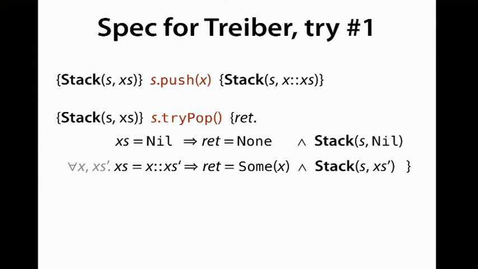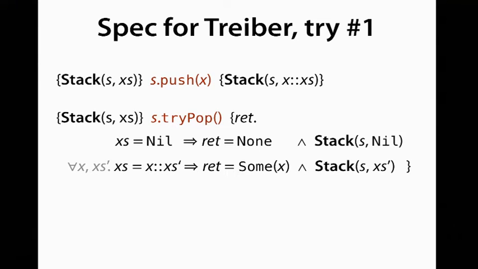Suppose we have some stack predicate that's an abstract predicate representing the value of the stack. And we say, well, if the stack currently has the value xs and we push x onto it, then the stack now has x cons onto xs. Fair enough. And similarly, if we try to pop an element off, maybe the stack was empty, maybe not. We'll get a return value reflecting that and learn something about the value the stack had, and also potentially update its value by removing an element. The problem is this doesn't work at all in the concurrent setting.